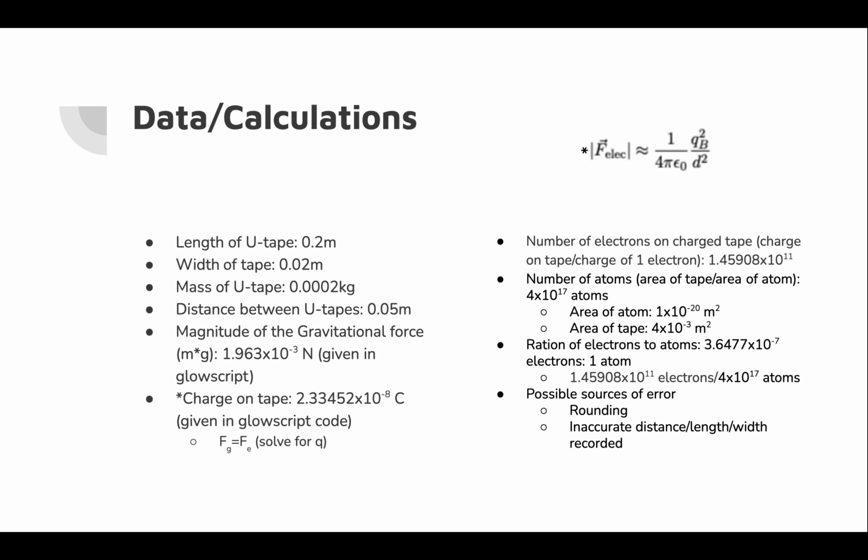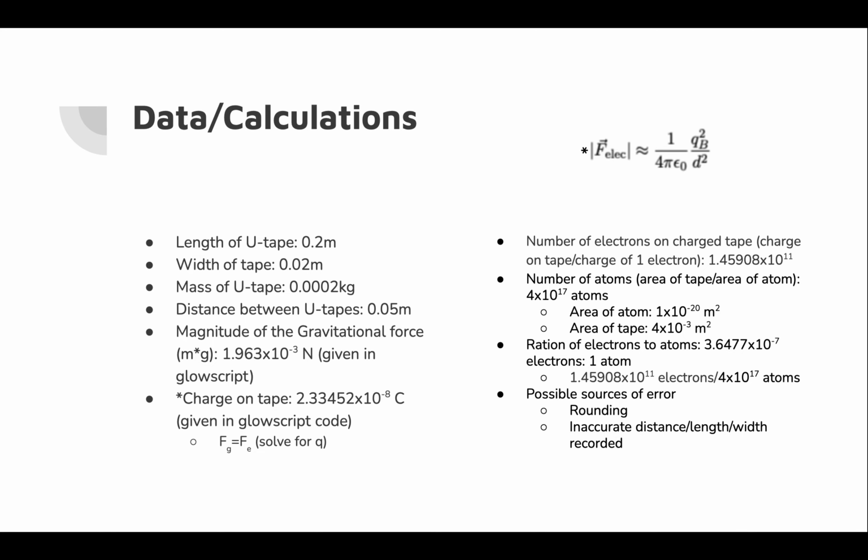On this slide is all the data and calculations derived from this experiment. The length of the U-tape was 0.2 meters, the width of the tape was 0.02 meters, and the mass of the U-tape was 0.0002 kilograms. The distance between the two tapes was 0.025 meters. The magnitude of the gravitational force, which was the mass of the tape times the gravitational constant, was 1.963 times 10 to the negative 3 newtons, which was also given in the GlowScript.